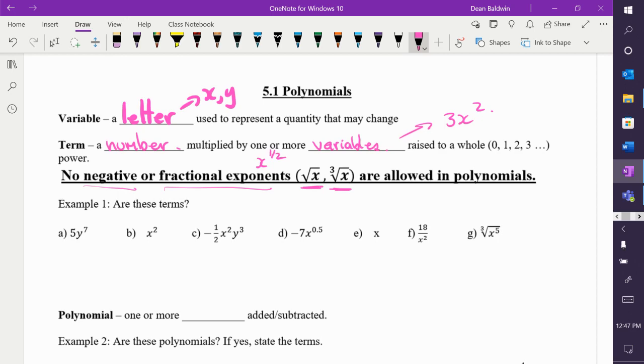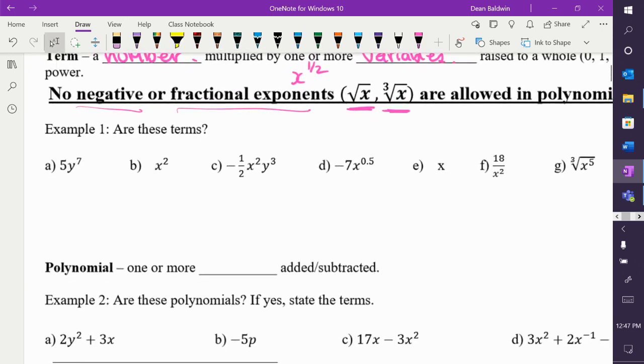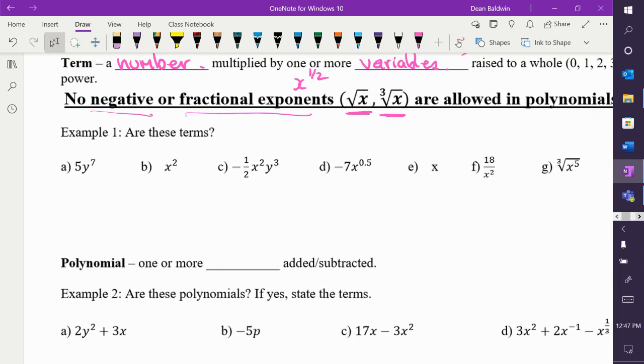So if I gave you these questions and asked, are these terms? Is 5y to the 7 a term? You just have to ask yourself, does it have a fractional exponent or a negative exponent? 5y to the 7 does not, so it is a term. Does x squared have a fractional or negative exponent? It doesn't, so it has to be a term.